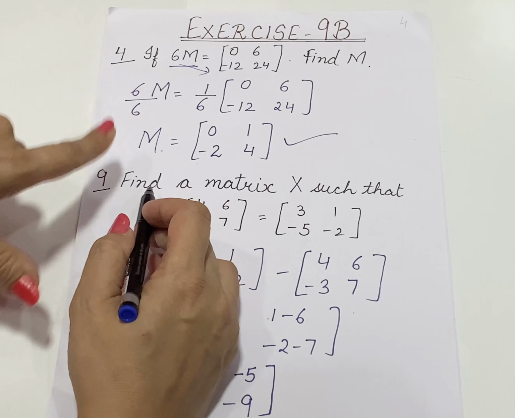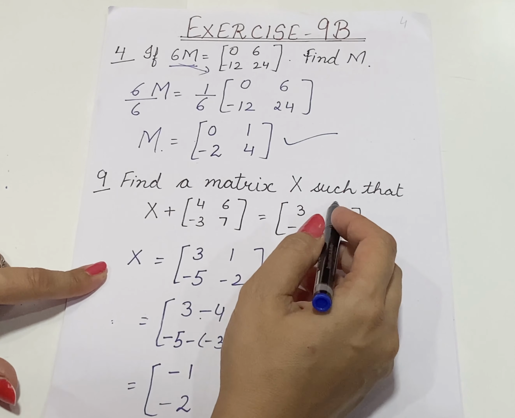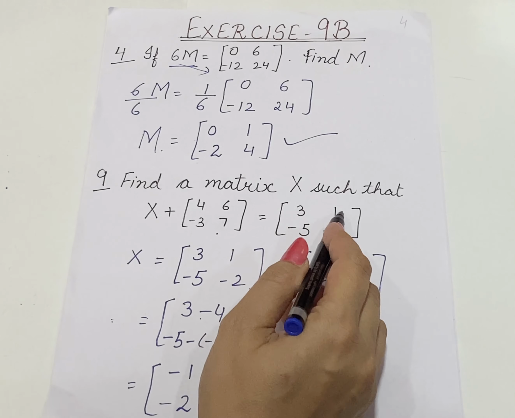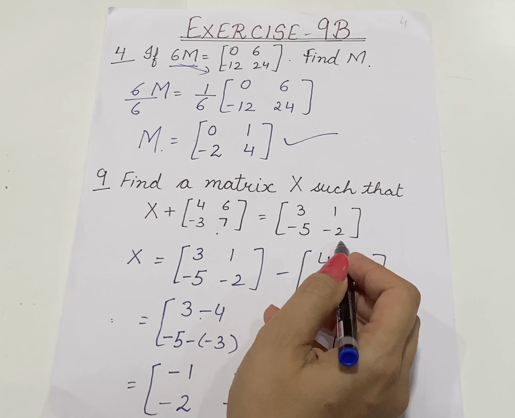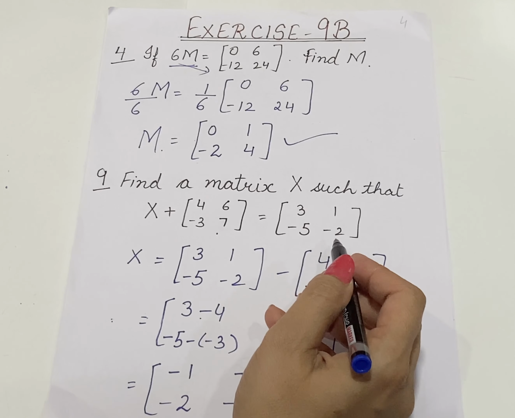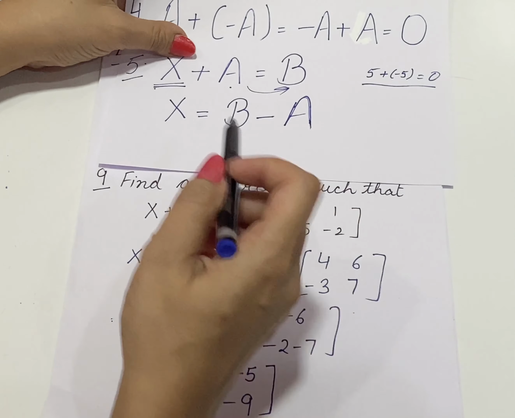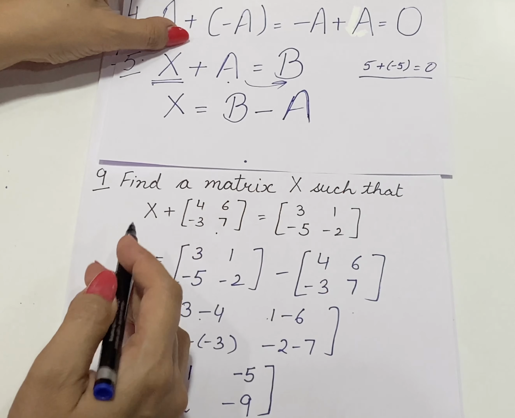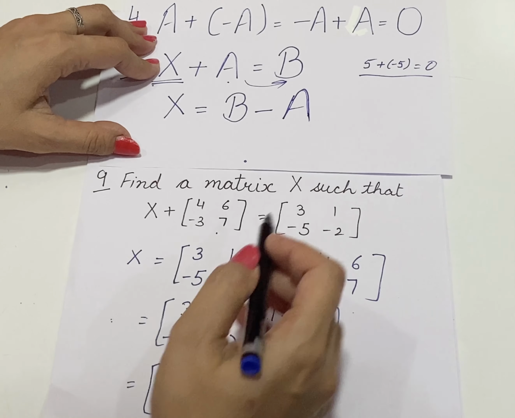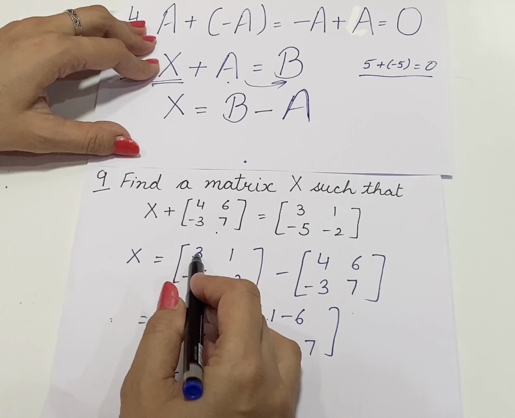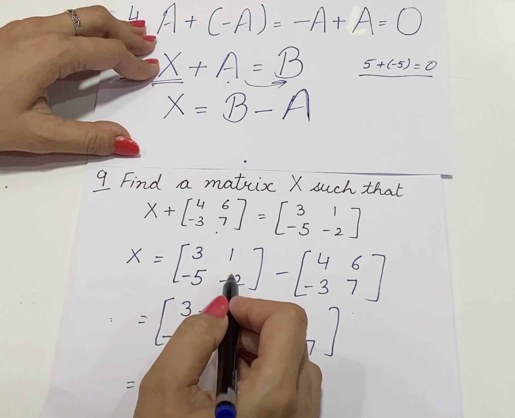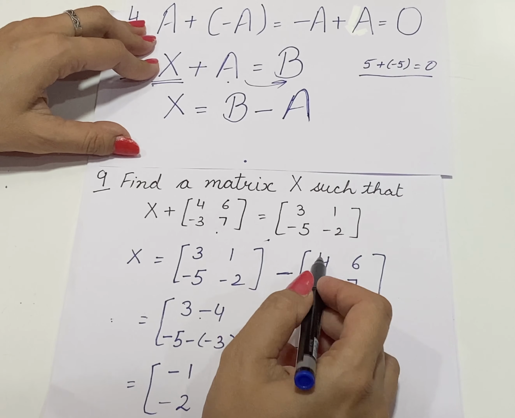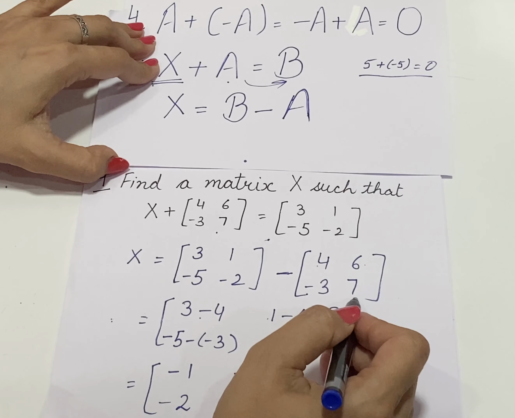Next, question number 9. Find a matrix X such that X plus this matrix is equal to 3, 1, minus 5, minus 2. Students, it is based on the last property which I explained just now. That is, if x plus a is equal to b, then x can be written as b minus a. So same thing I am doing here. X will be equal to what? RHS matrix as it is. This is 3, 1, minus 5, minus 2, and minus, we are taking it to the other side. It will come with a negative sign, 4, 6, minus 3 and 7.